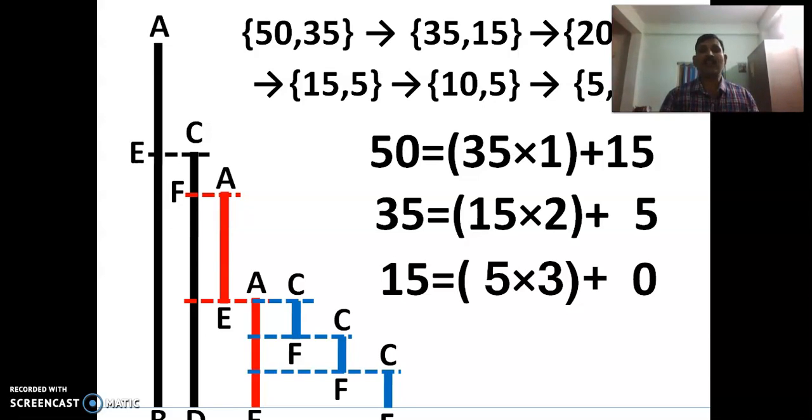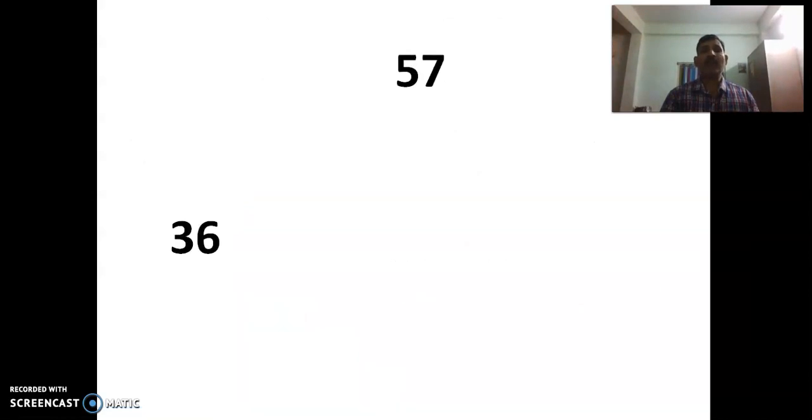Of course, here we can observe that the remainder is 0. That's how we can say that 5 is the HCF of 50 and 35. What we have to understand here is 5 is the HCF of not only 50 and 35, it is also for 35 and 15 and 15 and 5. Now, let us try to understand the same in one more way.